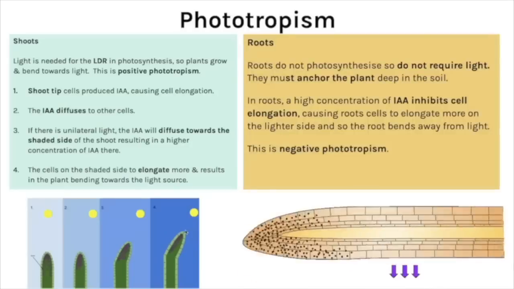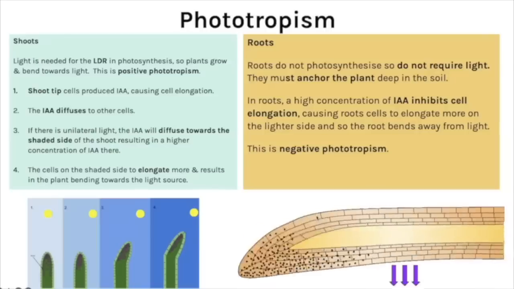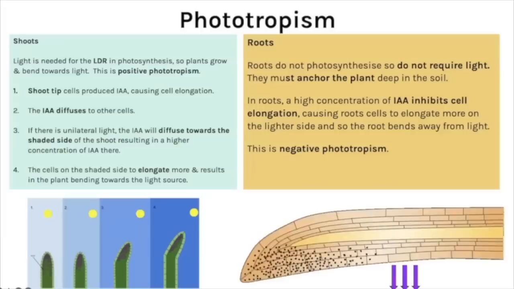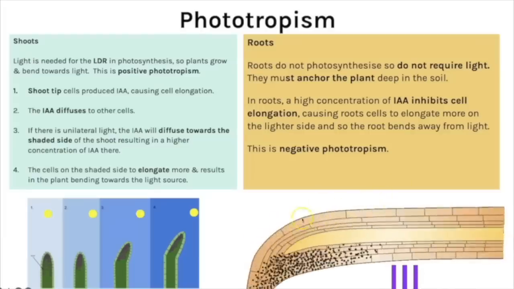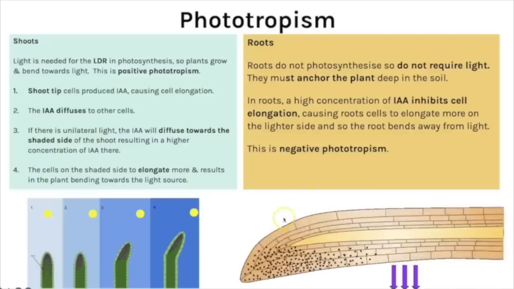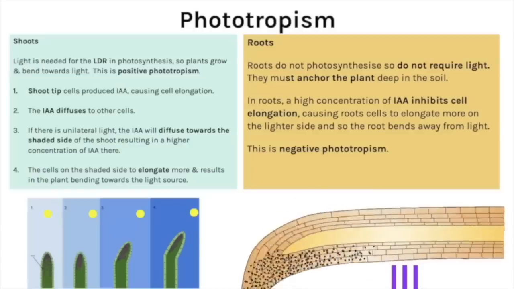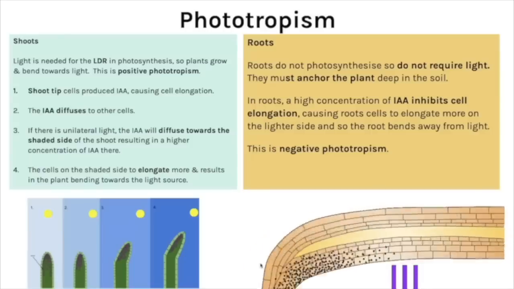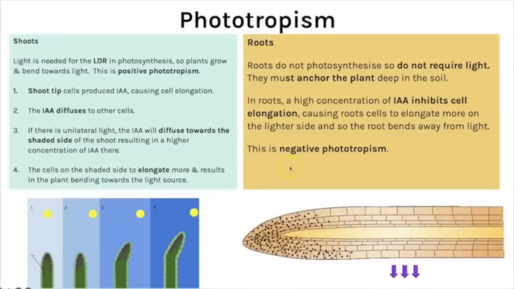In the roots we have the opposite happening. The IAA will still diffuse away from a light source, but this time we said that in the roots IAA inhibits the growth. So as a result, the top layer of cells will be growing or elongating more, and that is why the root ends up bending downwards away from the light. And this helps survival because that will help anchor the plant further into the ground and potentially reach more water sources. So that's an example of negative phototropism.